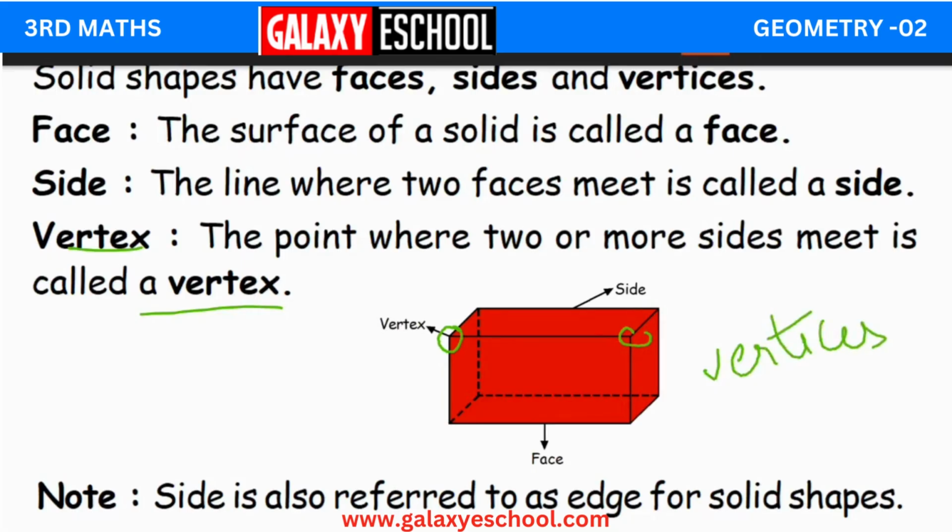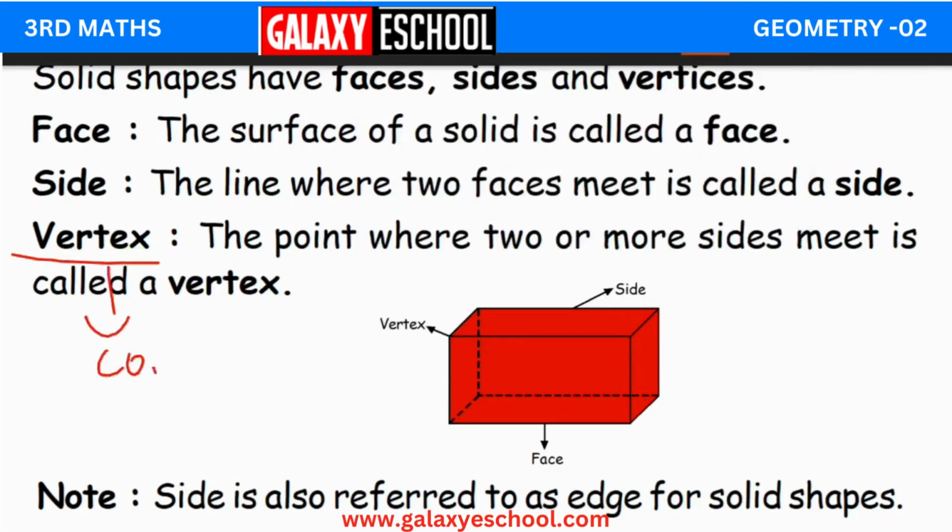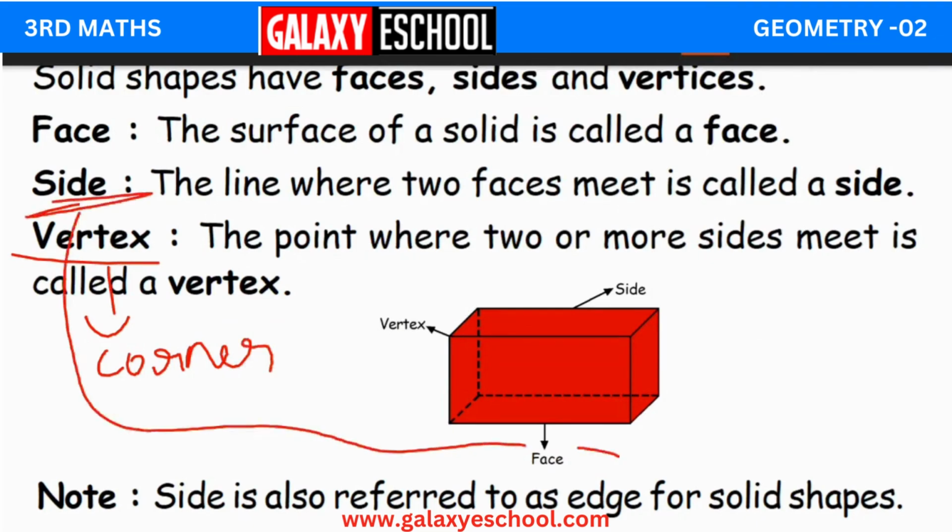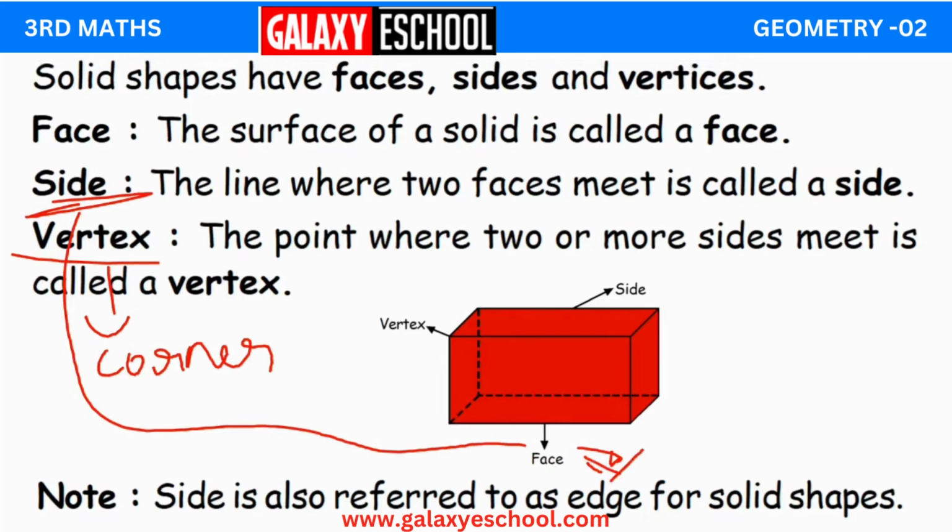Vertices. And what are the other names that we have learned? Vertex is nothing but the corner, and side is also referred to as edge for a solid shape, children. Yes, these are the basics of what is a face, side and vertex of a solid shape.